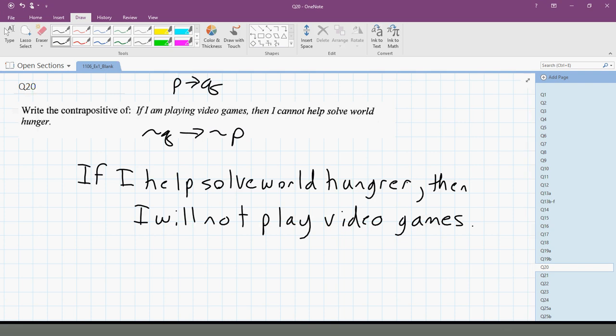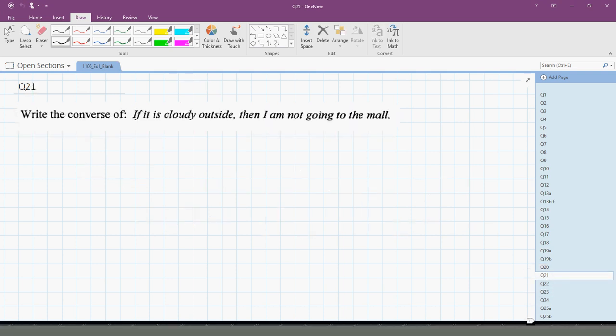Take that sentence up there and give me the contrapositive to it. Number 21. So again, this is P Q, but what's the converse? Well, converse for P Q is negate Q, negate P. No. Converse is negate P, negate. No. What is the symbol? Q then P. There we go. No negations.